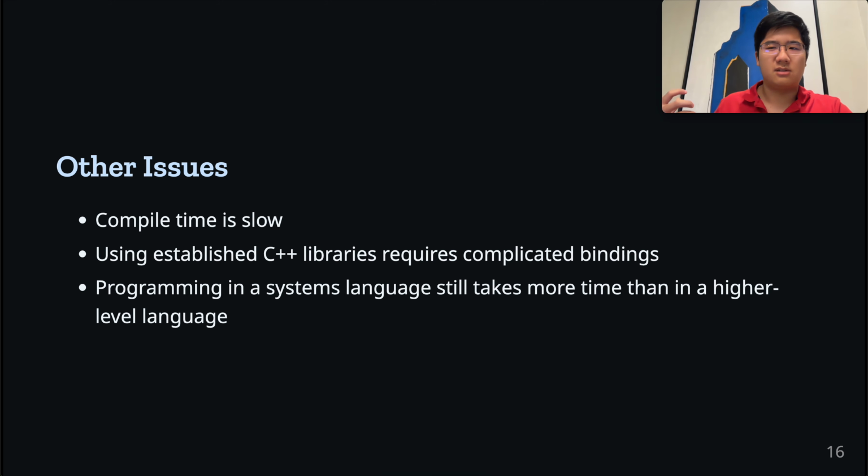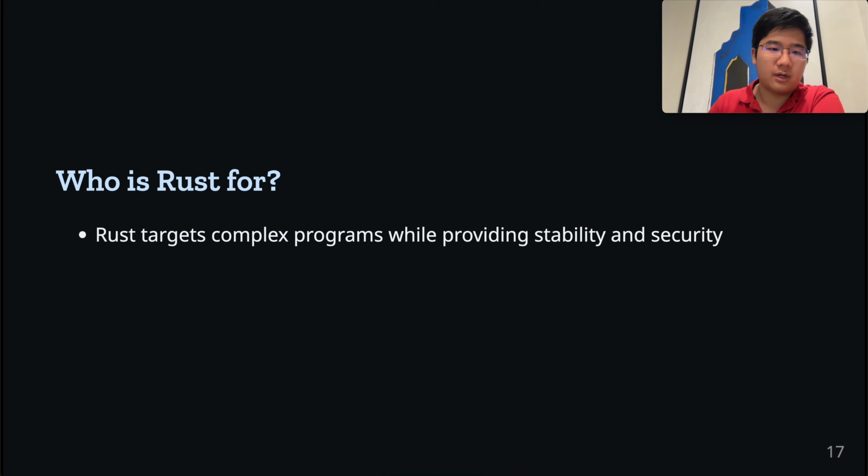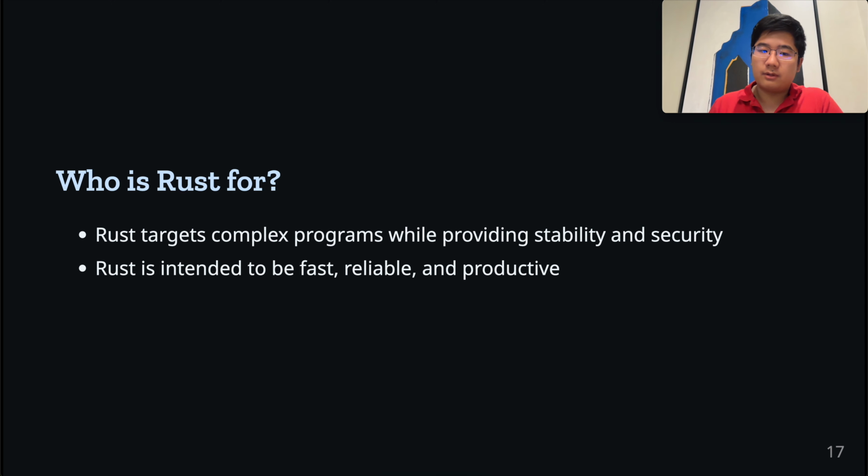Writing Python, usually you want to be able to write things really quickly, like ML and AI and scripting. That's what Python is really, really good at. In Rust, it is not as good, simply because it tries to be more correct, and that takes more time. So who's Rust for? Rust targets really complex programs while providing a stability and security that is sort of necessary for these lower level things. And again, Rust is intended to be fast, reliable, and productive.